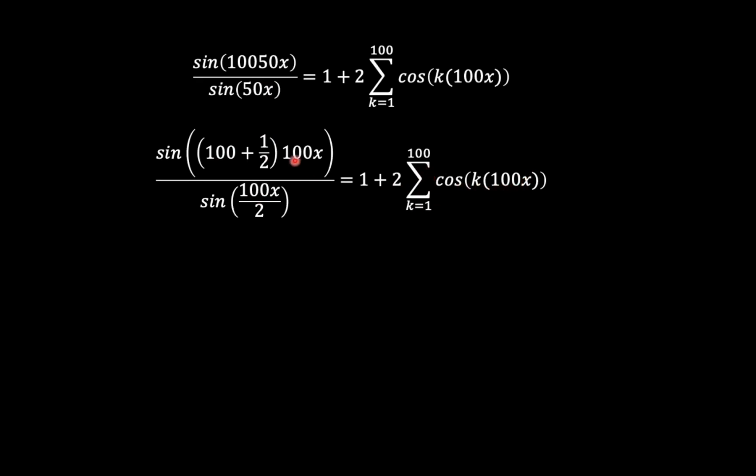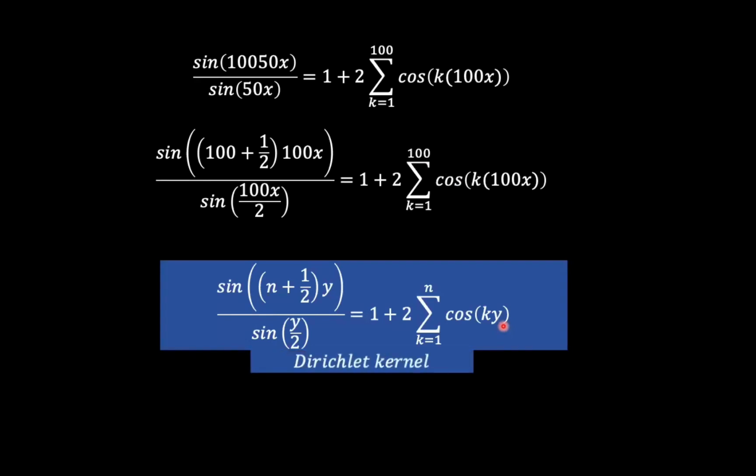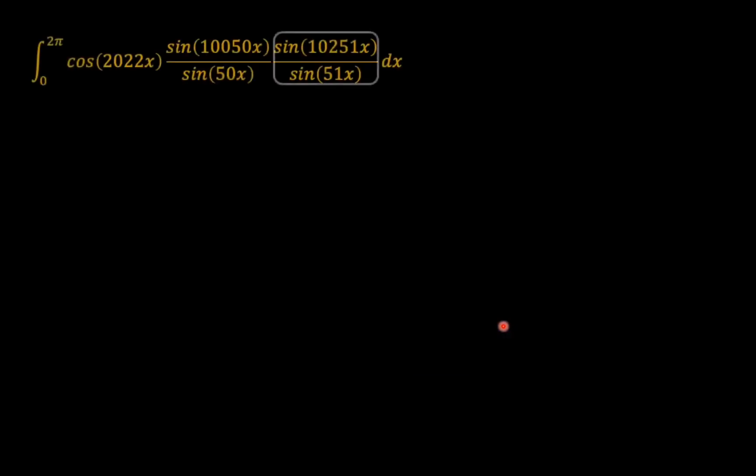Now we see 100x being our parameter here, but also we see 100 here coinciding with the 100 here. So a general expression would be that sine of (n plus a half) times y over sine of y over 2 is the same as 1 plus 2, k equals 1 to n, of cosine ky. And this here is actually a popular expression. It's called the Dirichlet Kernel. And so we can also use this formula now to further simplify the second sine fraction that we have in the integrand.